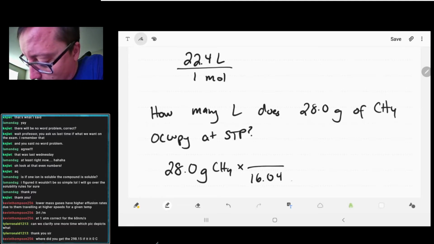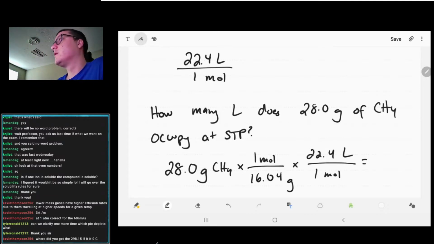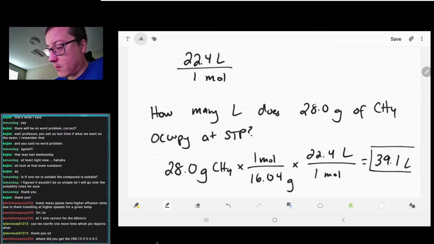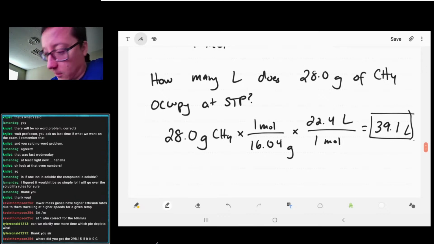We would be able to do this. Let's go ahead and do the calculation. 28 divided by 16.04 times 22.4, and that is 39.1 liters. Hooray. For something like this, again, you could use the ideal gas law. You would get your moles from the molar mass, then plug that in: V equals that number of moles times RT over P. It just saves you a little bit of time.